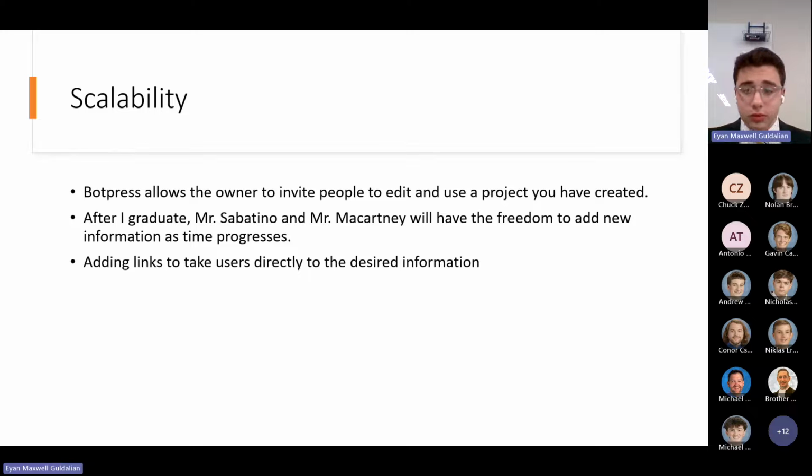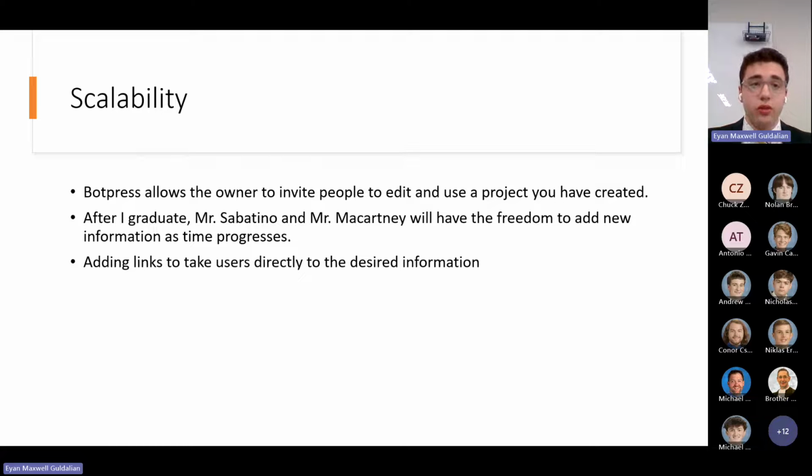Scalability. So obviously I'm a senior and I'll not be here next year. So BotPress allows the owner to invite people to edit and use this project that I've created. So Mr. Sabatino, Mr. McCartney, anyone else that needs access to this project, they will have the freedom to add new information as time progresses, update things, take things down. They will, and I will also have the ability to do this as well.